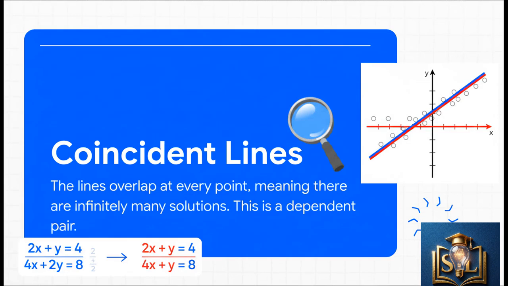And then there's one more possibility. Sometimes it turns out our two clues are just saying the exact same thing, just in a different way. When you graph them, it looks like one line drawn right on top of the other. We call these coincident lines, and since they touch everywhere, well, there are infinitely many solutions. This kind of system is called a dependent system.